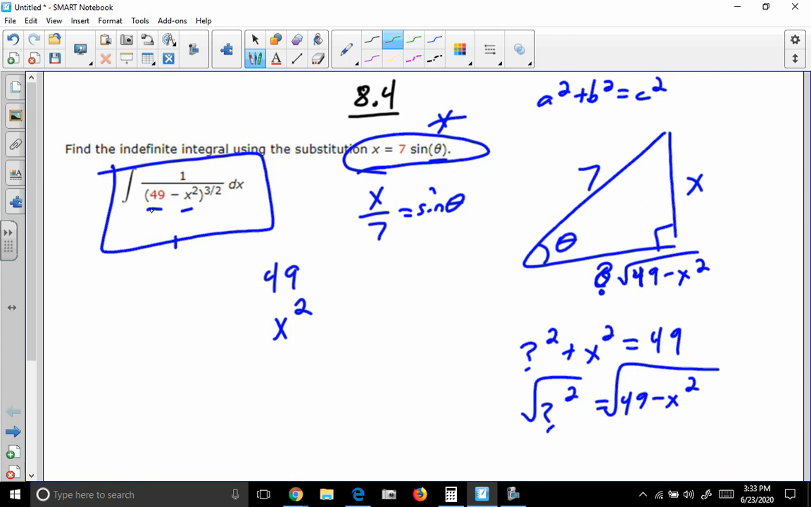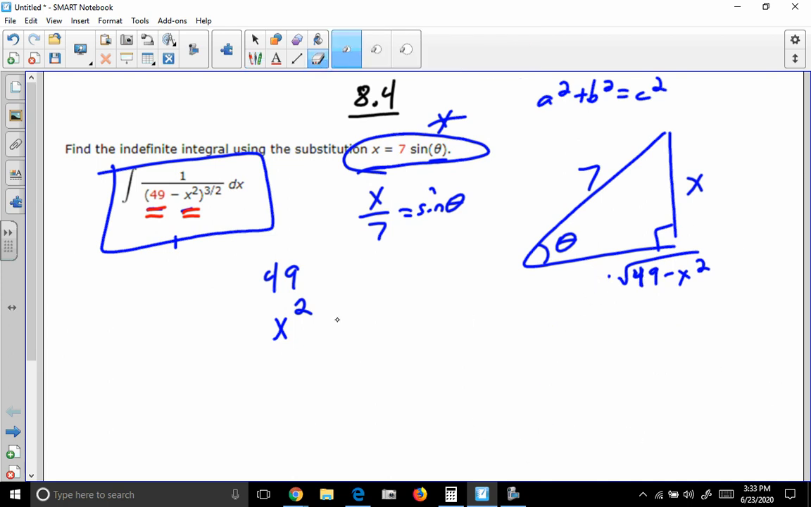So if we have a constant squared minus a variable squared, whatever is being squared, that's going to be our hypotenuse. Whatever variable is being squared here, that's going to be the opposite side, and then that's going to be the adjacent side. So we use this to set up some relationships.